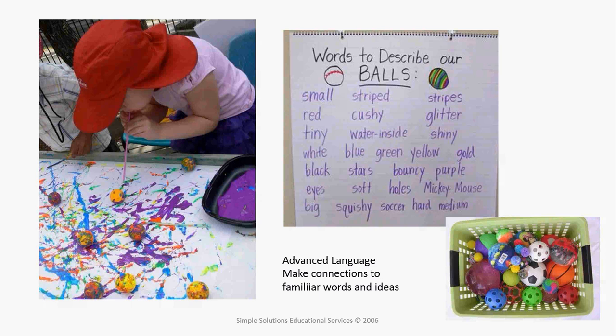All right. Now, the last indicator that we're going to focus in on is advanced language. So advanced language looks at using, for example, a variety of words and also connecting familiar words, new words to familiar words and ideas. So I just pulled out an interaction with balls. And these are some of the words to describe balls. Small, striped, red, cushy, glitter, tiny. Water inside, shiny, bouncy, Mickey Mouse, squishy, hard, soccer, holes.